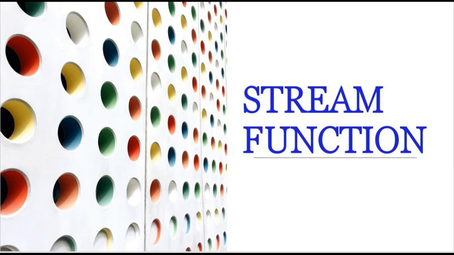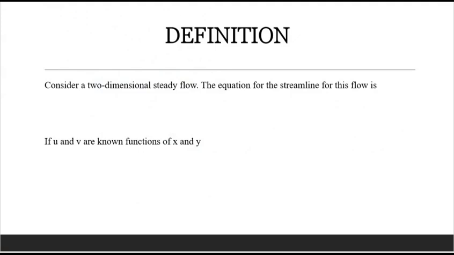Let us proceed. Let us first consider a two-dimensional steady flow. Now from the equation of streamline, if you would recollect, it is dy by dx is equal to v by u. In our derivation, let us put this as equation 1.